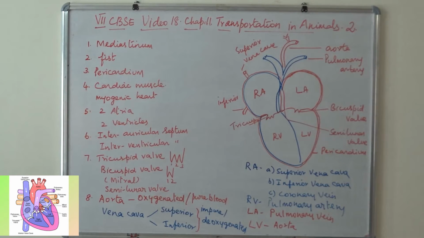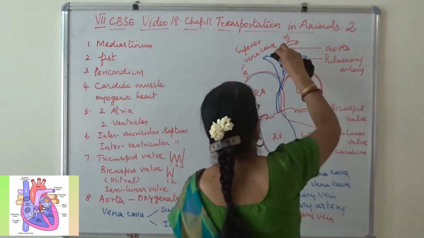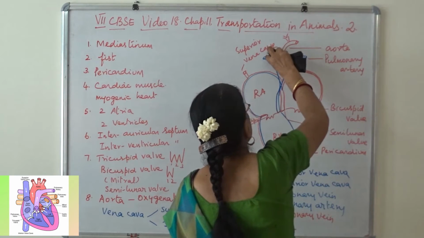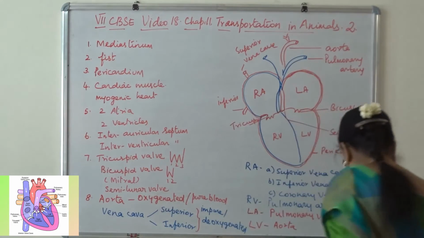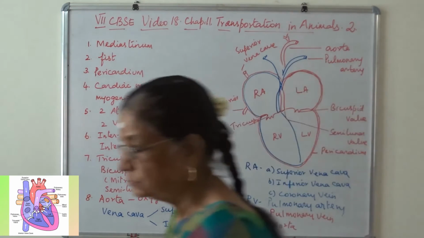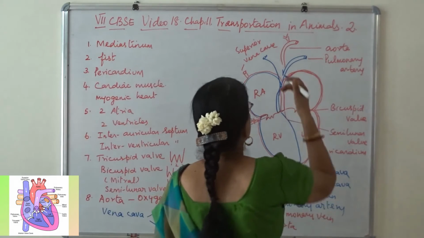Diagram: RA, right atrium; RV, right ventricle. RA, right atrium; RV, right ventricle. Yeah? Can you understand? Right atrium, right ventricle. Go through this.